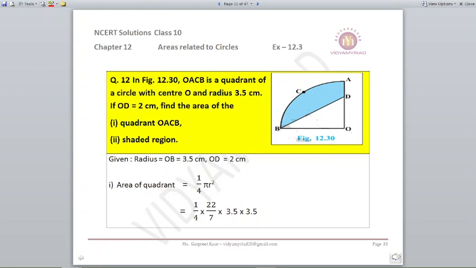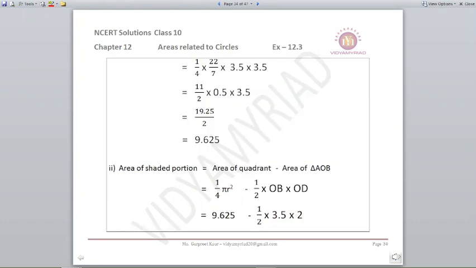The formula is 1 by 4 pi r square. So that means 1 by 4 into 22 by 7 into 3.5 into 3.5. We need to solve this. We get 9.625 centimeters square. That becomes the part of area of the quadrant.